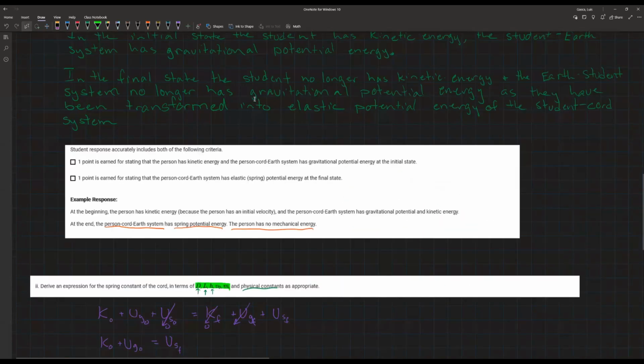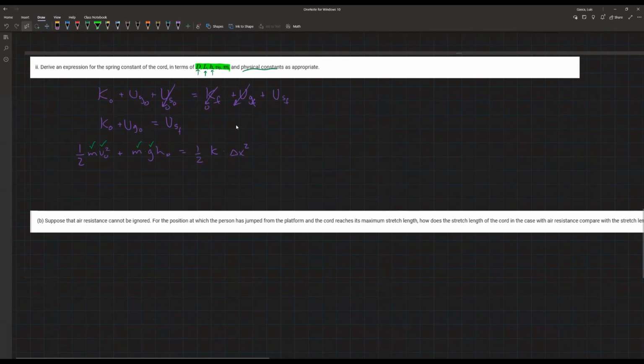Whenever we write this delta x here, delta x is the stretch length, the amount of stretch or compression. So let me know if that answers your question or if you have a follow-up.